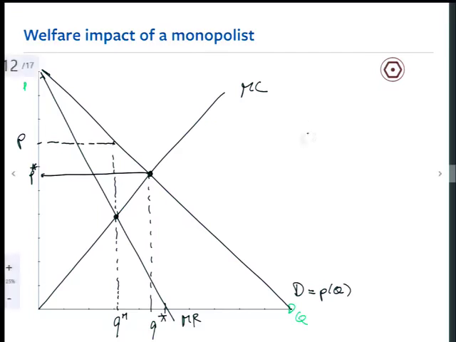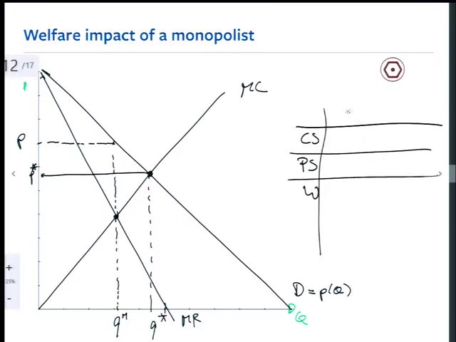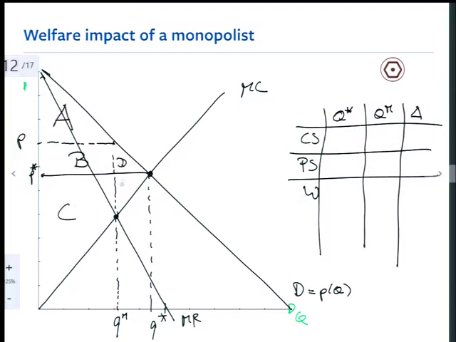Okay, so consumer surplus, producer surplus, welfare at Q star versus QM, and then we'll put the change right here. The pizza slices I'm going to use are big A, big B, C, D, E. So B is this rectangle.